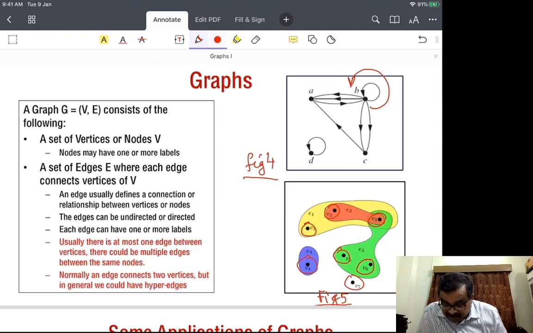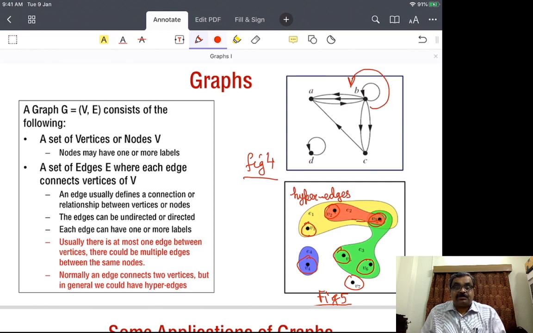Now, the red edge between vertex 2 and vertex 3 is a single edge. On the other hand, the edge between vertex 1, vertex 2 and vertex 3 is an edge that covers 3 vertices. Such edges are called hyperedges. So in general, an edge could be a binary relation, or an edge could be a relation between multiple vertices.